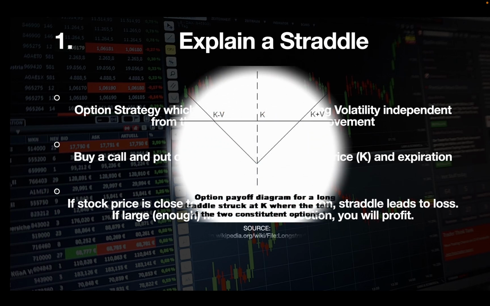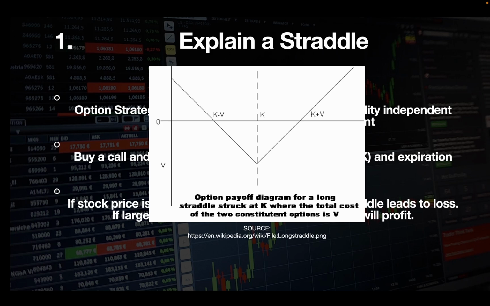So let's take a look at that in more detail. What you're seeing here is the option payoff diagram. K is the strike price and V is the price of both options. And as you see, if the stock price on expiration is at the strike, you are losing V. If the stock price declines, so it's moving away from K in this direction, and the move is large enough, so above the zero line, you're winning. Same for the other direction. If the stock price is rising, so it's moving away from K in this direction, and the move is large enough, you're winning as well.